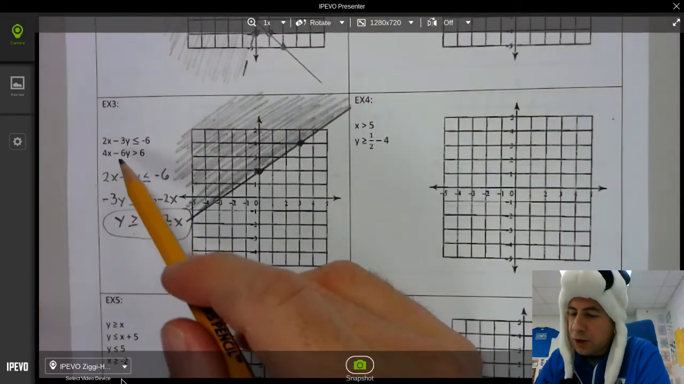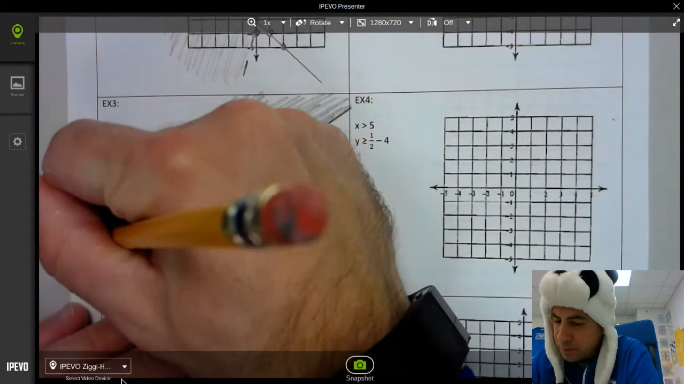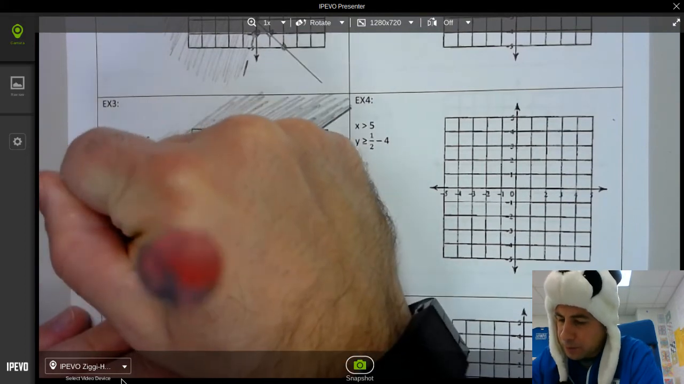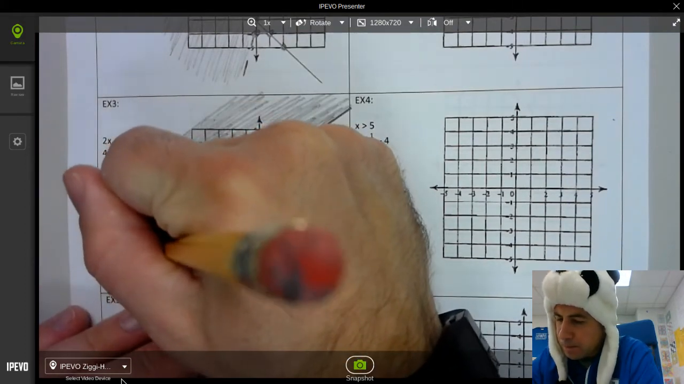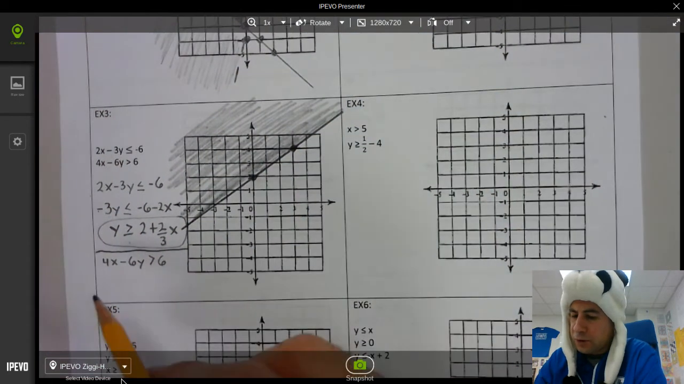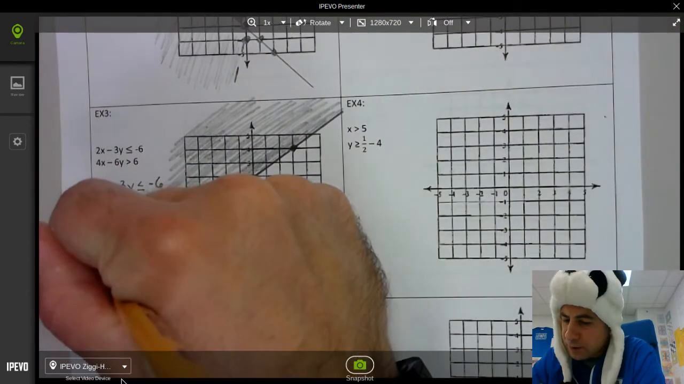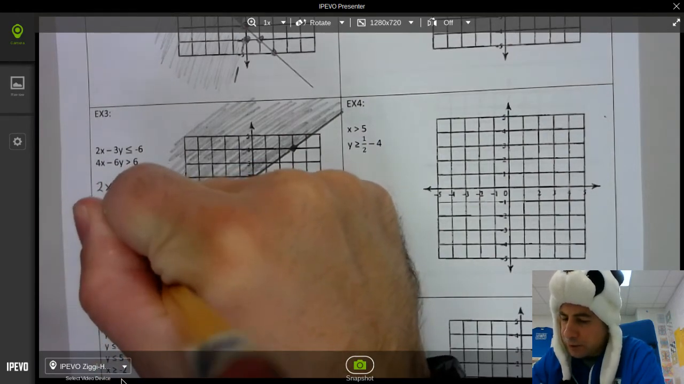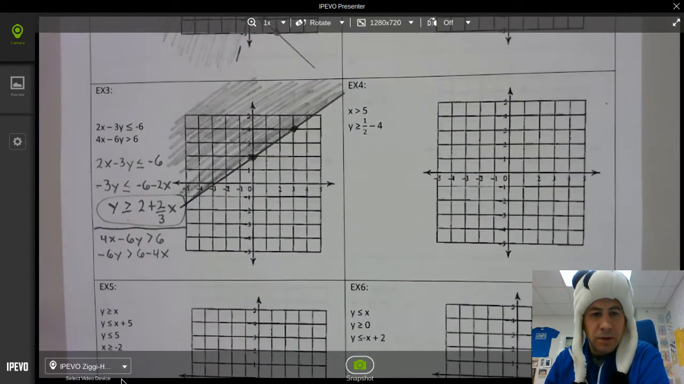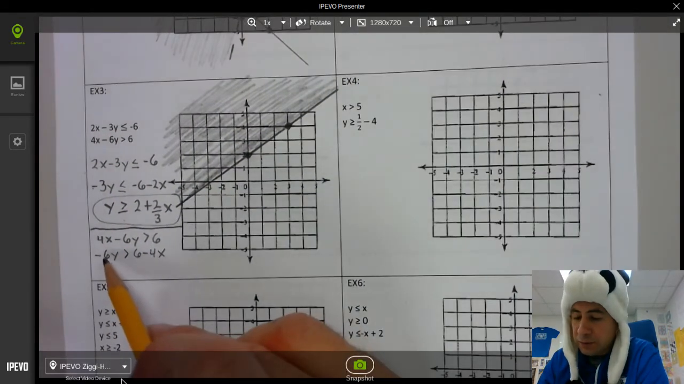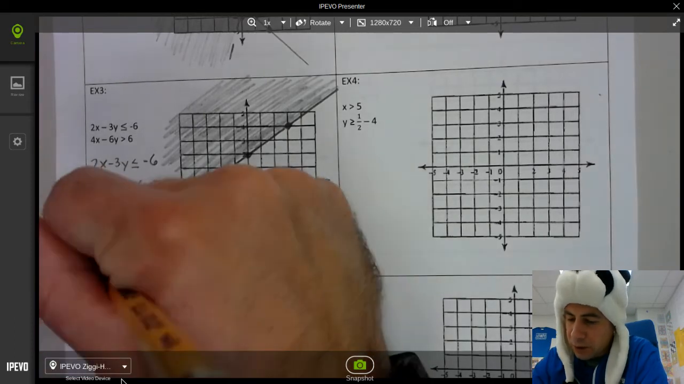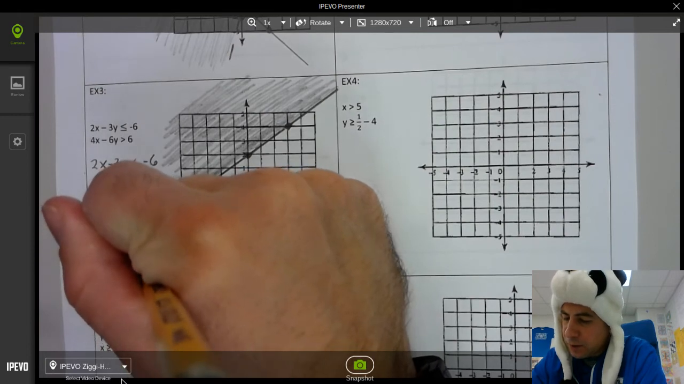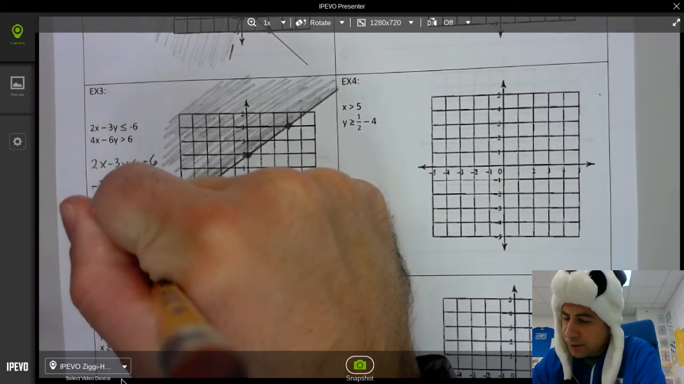All right, so we notice the second equation isn't in standard form. So we're going to solve for y and put it in standard form. We subtract 4x from both sides, so we get negative 6y greater than 6 minus 4x. And we divide by negative 6. Again, that's a special case. When you divide by a negative, the inequality flips. So you get y less than negative 1 plus 4 divided by 6x.